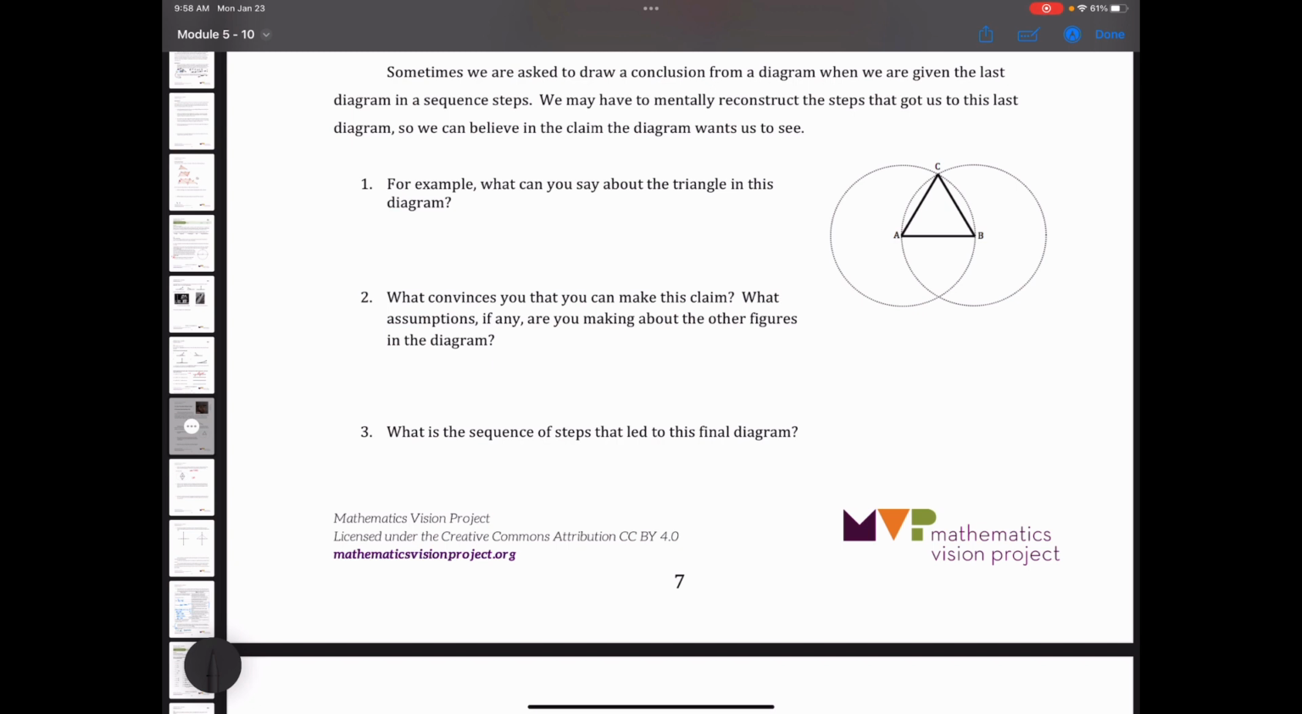Sometimes we are asked to draw a conclusion from a diagram when we are given the last diagram in a sequence of steps. We may have to mentally reconstruct the steps that got us to this last diagram, so we can believe in the claim the diagram wants us to see.